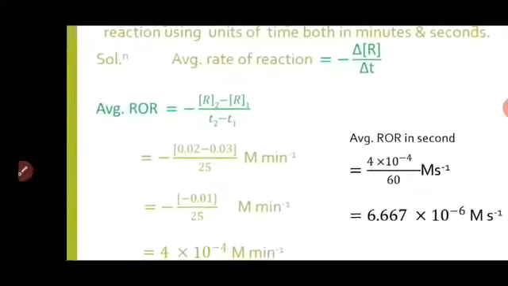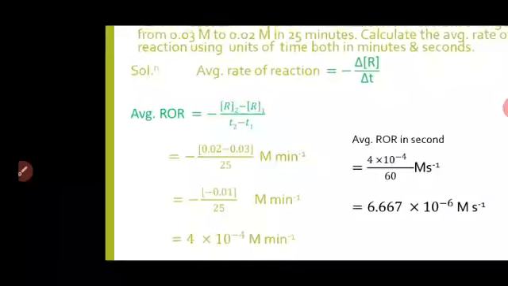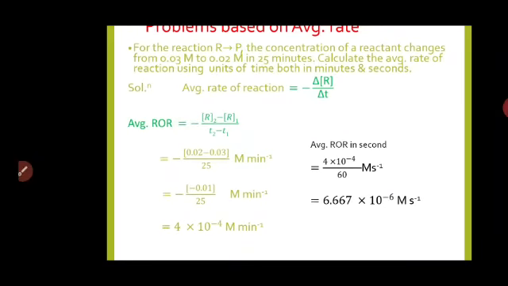So in the average rate of reaction formula, delta R can be calculated as R2 minus R1, that is final concentration minus initial concentration, divided by delta T, which is given by T2 minus T1. Now according to this problem, the two concentrations are given, that is initial and final. R2 and R1 values are given, but T2 minus T1 is directly given as 25 minutes.